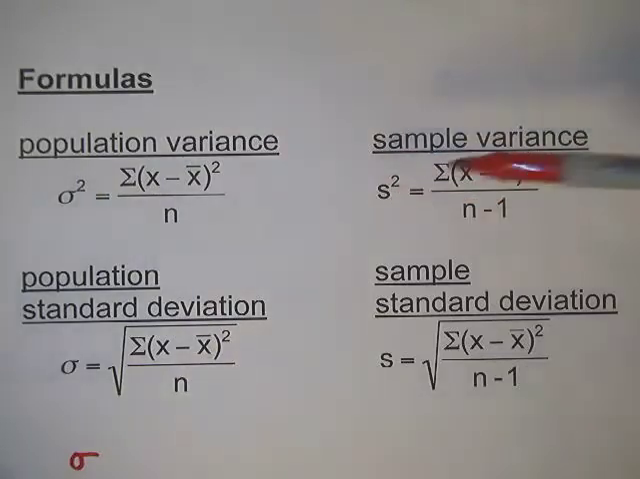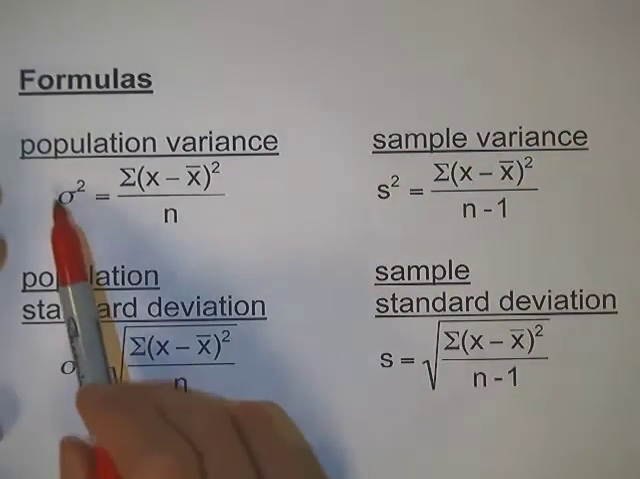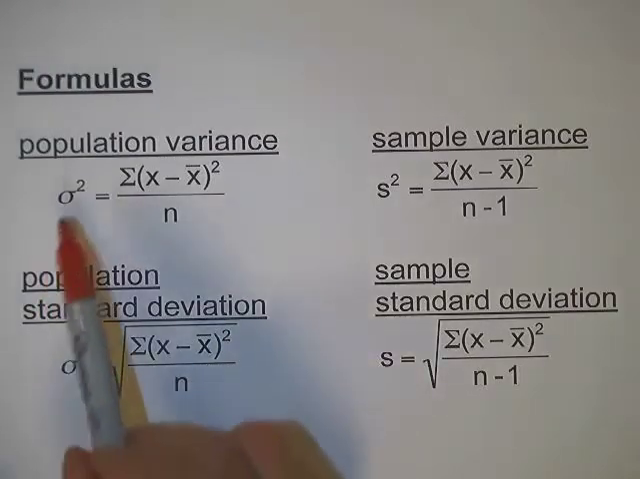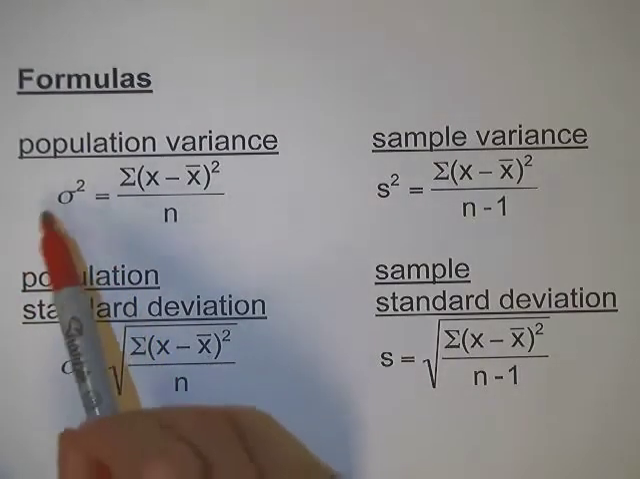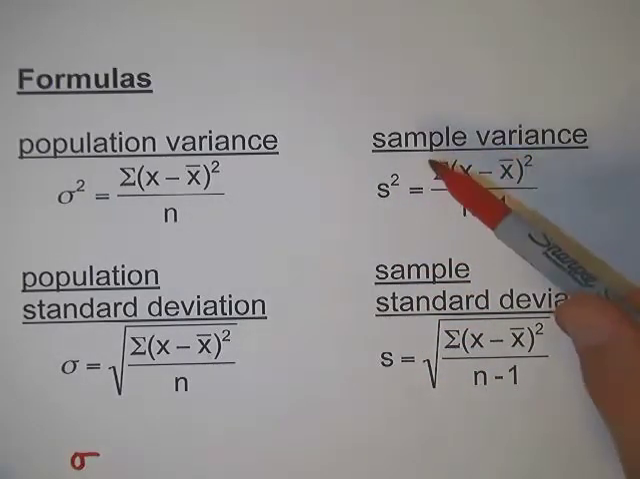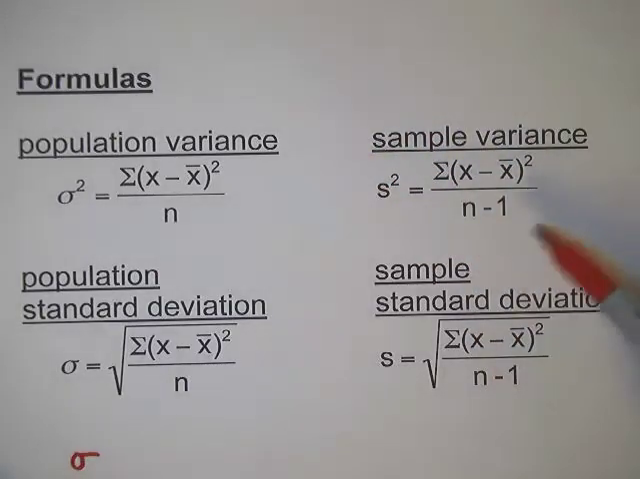Basically, generally with a population variance and standard deviation, remember, rarely are you going to have an entire population. So we're really not going to use these formulas too much. We're going to use these formulas a lot more. So let's take a look at the sample variance formula.